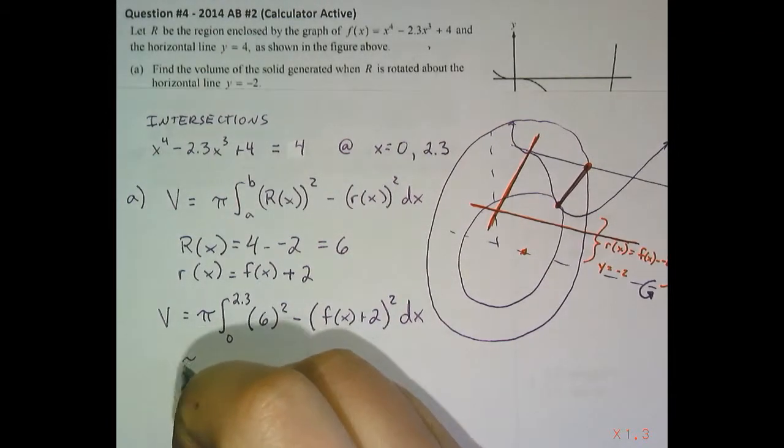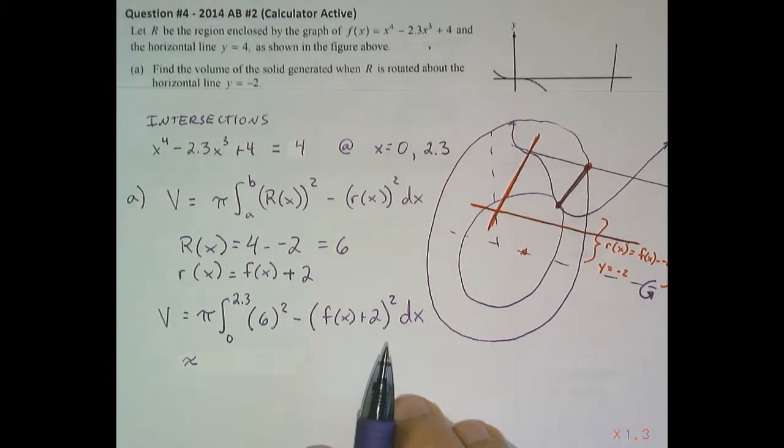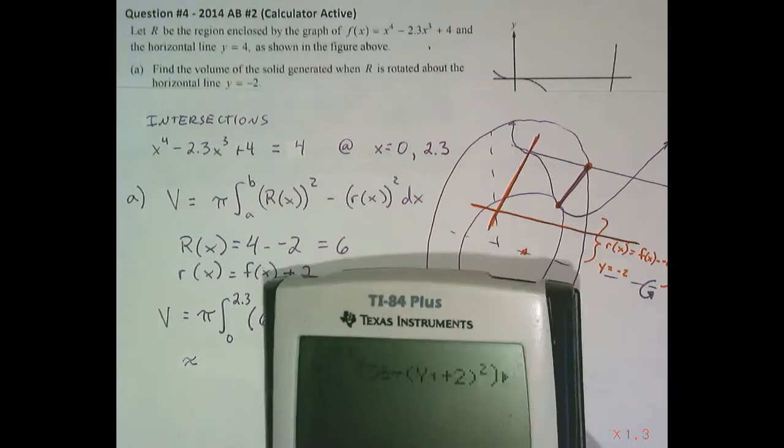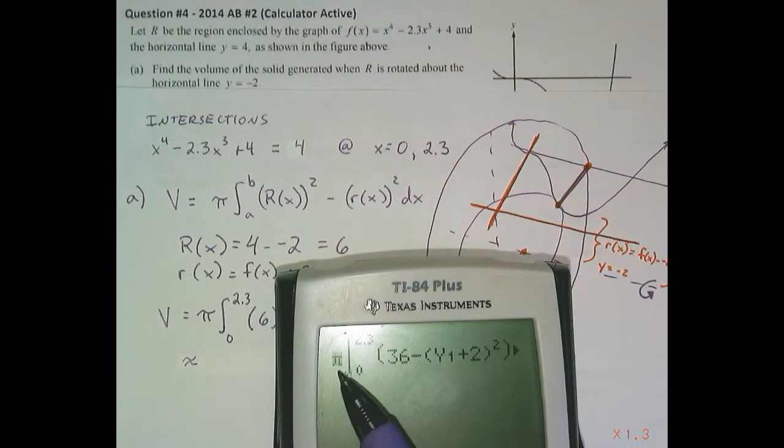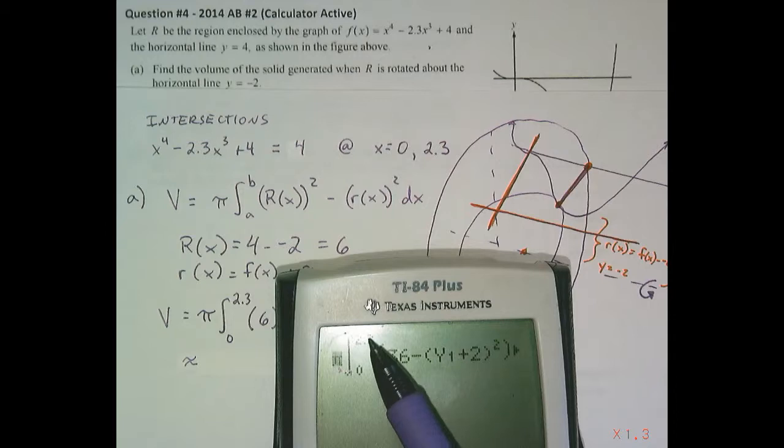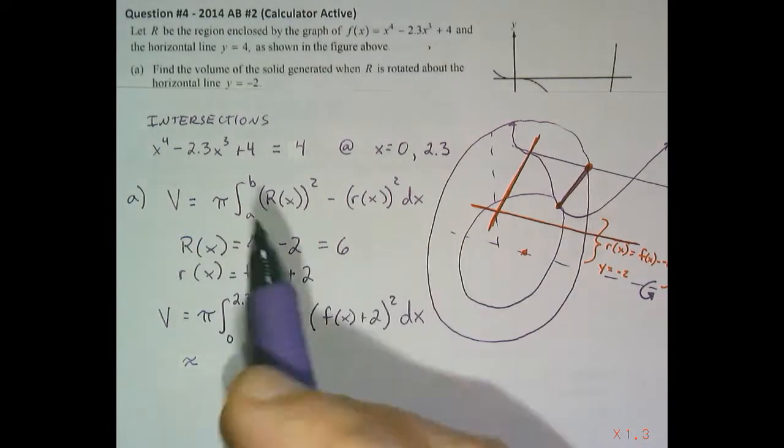If we turn to our calculator to enter this, Math 9 pulls up the integral menu. Don't forget to include the pi, from 0 to 2.3. And then we've got the 6 squared. I put the function in my y1 menu so I can save myself time on retyping that. And when we enter this, we get 98.867.